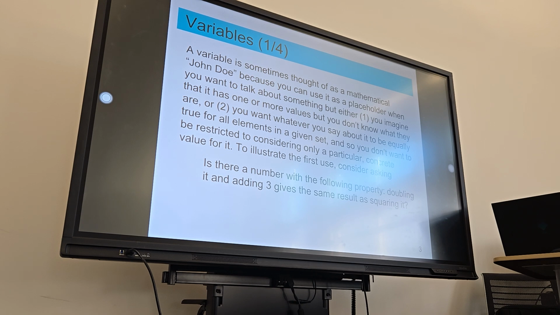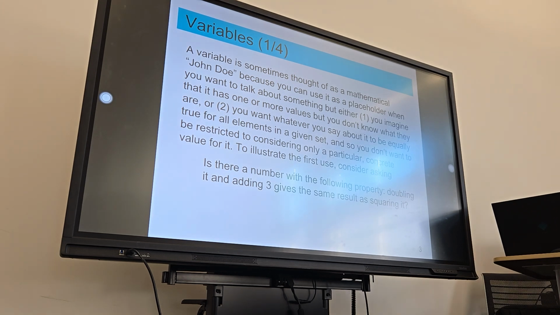The first way that you could use it is it has one or more values, but you don't know what they are. So you substitute a variable for that and do manipulations around that unknown value. Or you want whatever you say to be equally true for all elements, all values within a given set of possible values, so you don't get restricted and only consider one particular concrete value for it.